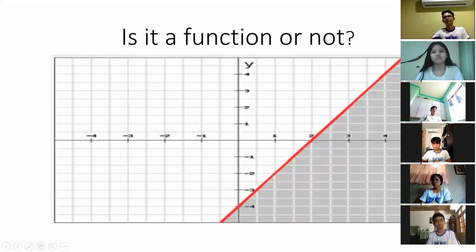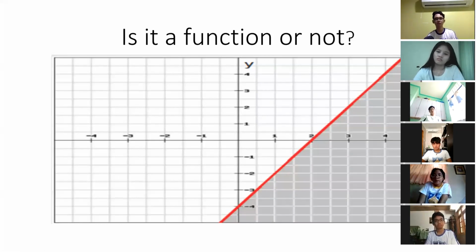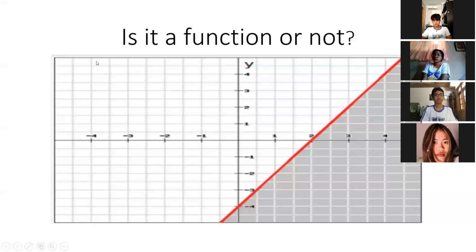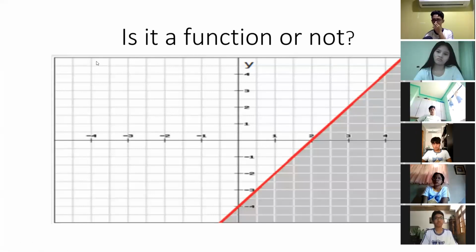What is the nature of this graph? In the world of algebra, this graph is the graph of a... Edson. What do you think? So is this graph? This is the graph of a linear inequality.